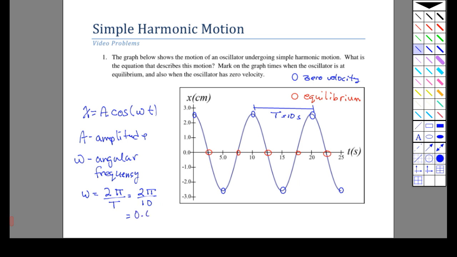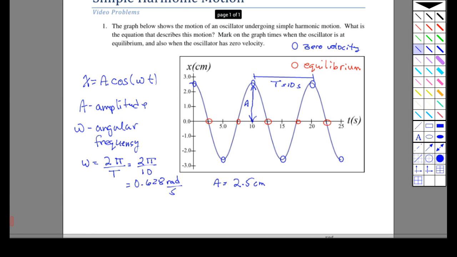Okay, so you can obviously plug those numbers in your calculator. You get 0.628 radians per second. Okay, what's our amplitude? Well, our amplitude is pretty straightforward too. It's just the height of one of these peaks. So that's our amplitude, and well, we can read that right off the graph. It's about 2.5 centimeters. So let's take A to be 2.5 centimeters. And now we have all the information we need to write down the equation.